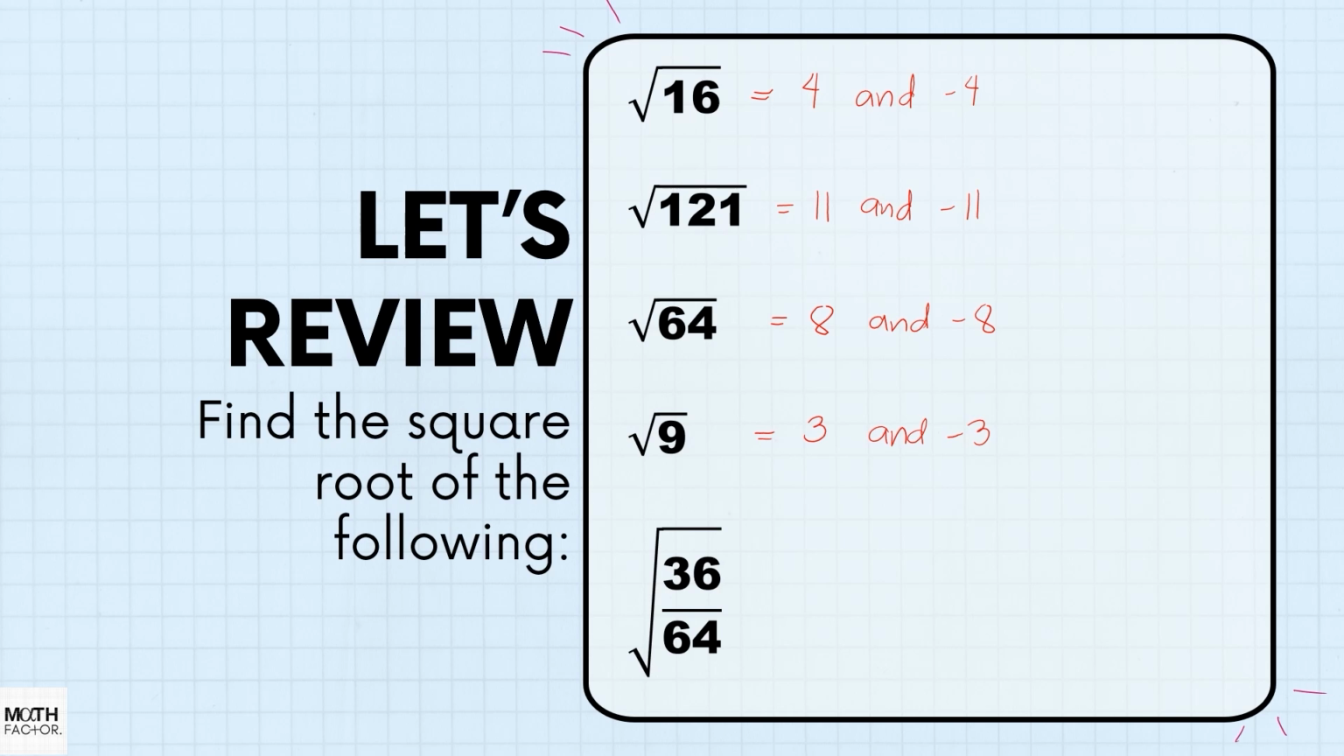Lastly, we have the square root of 36 over 64. The answer is 6 over 8 and negative 6 over 8. We can also get the lowest term of these values. Therefore, the answer is 3 over 4 and negative 3 over 4.